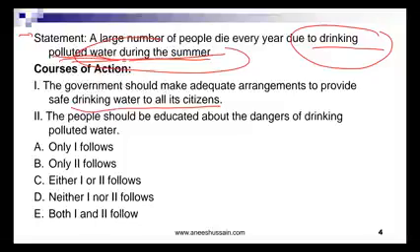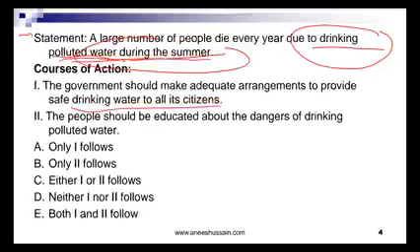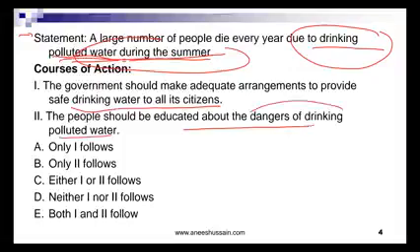Now, if the people are educated about the dangers of drinking polluted water, then they will obviously not drink this polluted water or will have alternatives to clean that water and so on and so forth. So this can also solve the problem to an extent. So these both can be considered as a solution. So the answer in this case is going to be E.